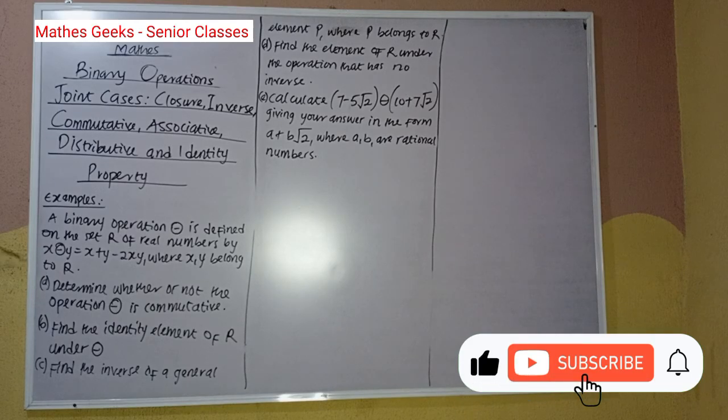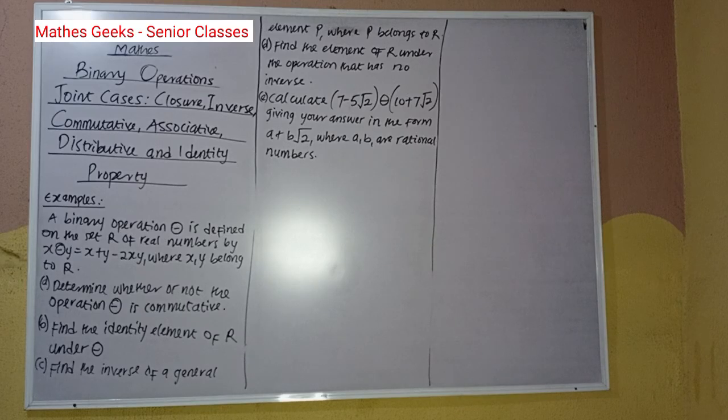A, determine whether or not the operation is commutative. B, find the identity element of R under the operation. C, find the inverse of the general element P, where P belongs to R. D, find the element of R under the operation that has no inverse. E, calculate (7 − 5√2) * (10 + 7√2), giving your answer in the form a + b√2, where a, b are rational numbers.